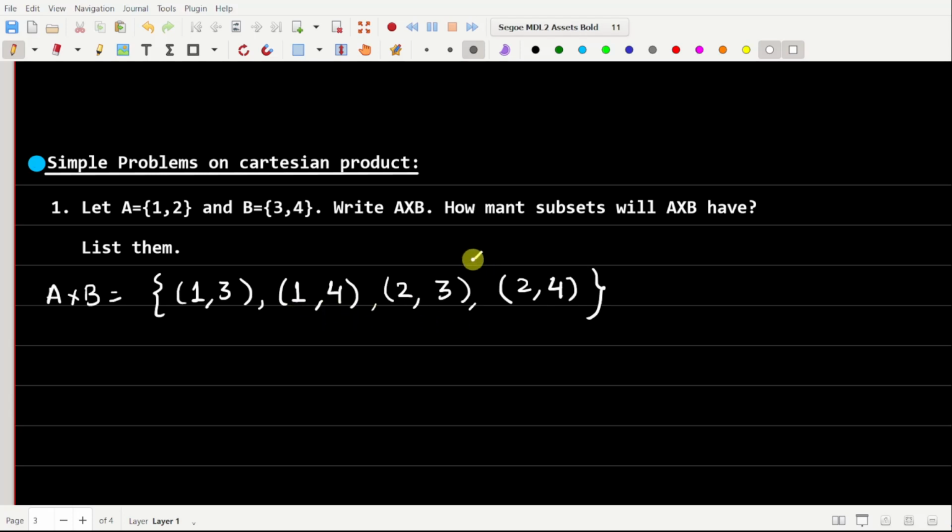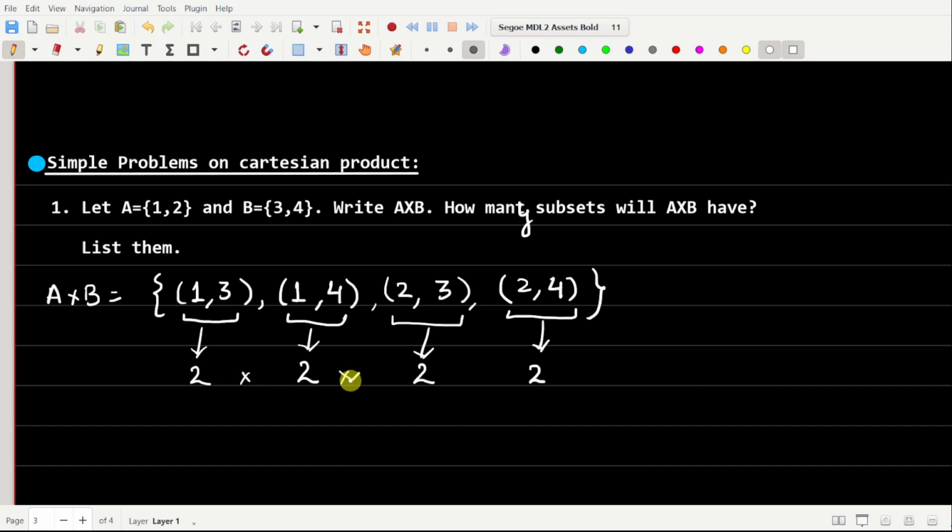Now it has been asked how many subsets will A cross B have. List them. If we want to write the formula, see, each pair will have 2 choices. Either we can take it or we will not take it. This pair also has 2 choices, either we take it or not. This pair also has 2 choices. Again, this has 2 choices. So the total number of subsets that can be made out of A cross B will be the multiplication of these numbers, and it comes out to be 2 raised to power 4, which is 16.